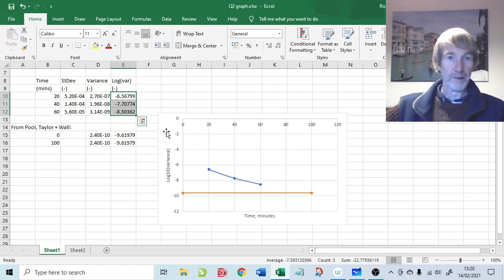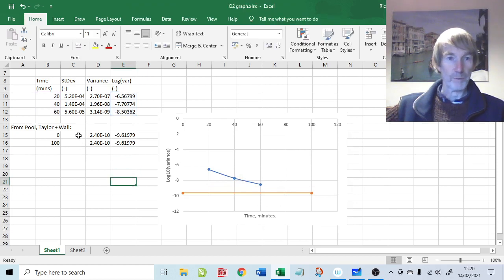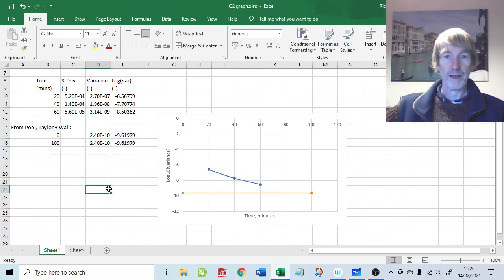And then the graph that's plotted here is a graph of the log to the base 10 of the variances against time. Okay, and you can see that it's pretty close to being a straight line, not a perfect straight line by any means, but it's not far off a straight line. And I also have the Poole, Taylor and Wall values again plotted as the variances, log to the base 10 of the variances against time. So here are our two sets of data.